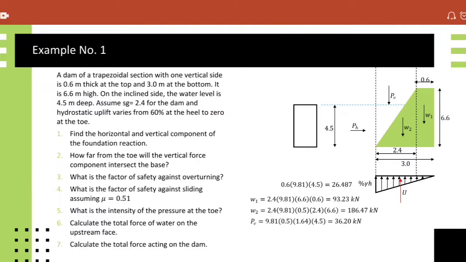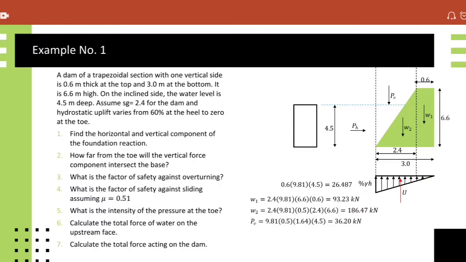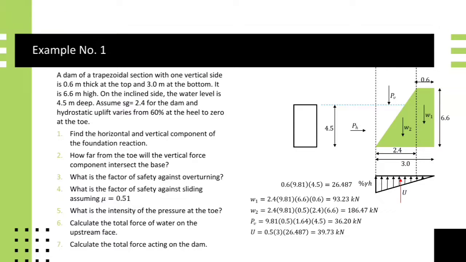And next is the uplift pressure. Pag-solve ng uplift pressure is para ka lang din kumukuha ng area ng triangle na ito. Ano ba yung formula dyan? 1/2 times 3 times gamma H. 3 is the total length. So, U is equal to 1/2 times 3, which is the length of the base, times 26.487. It will give an answer of 39.73.